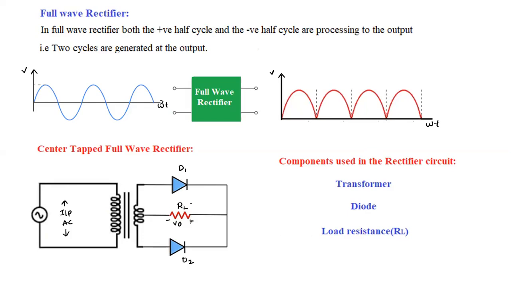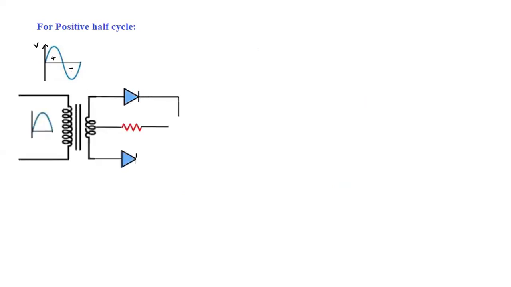Now there are two cycles here, the positive half cycle and the negative half cycle in the sine wave. First we will apply the positive half cycle to the center tapped full wave rectifier. After that we will apply the negative half cycle. Now we will see what responses we get. Assume that it is a voltage waveform, with a positive half cycle and a negative half cycle. Initially we are giving the positive half cycle to the transformer in this rectifier circuit.